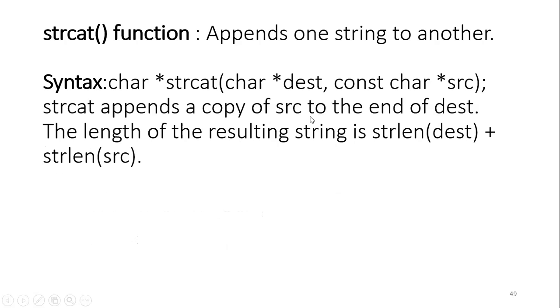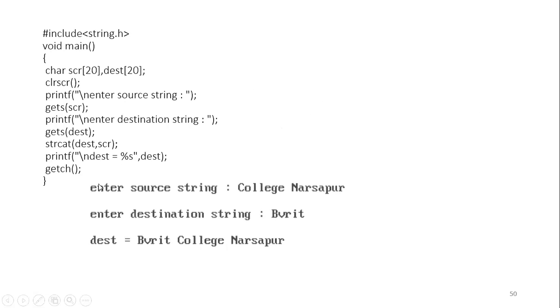strcat appends a copy of its source string at the end of the destination string. So here I am using this function strcat destination comma source. What is source containing? Source is containing college Narsapur. What is destination containing? Destination is containing bvrit. When I use strcat destination comma source, the characters of the source string are appended at the end of the destination. That means when I display this destination, I will get bvrit college Narsapur.